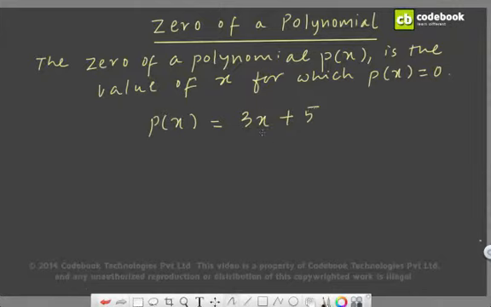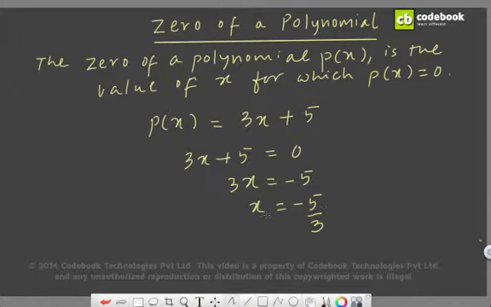So we need to find the value of x for which this p of x would be 0. So how would you do that? You equate 3x plus 5 is equal to 0. You would end up with 3x equal to minus 5, x equal to minus 5 by 3. So for x equal to minus 5 by 3, p of x would be 0.